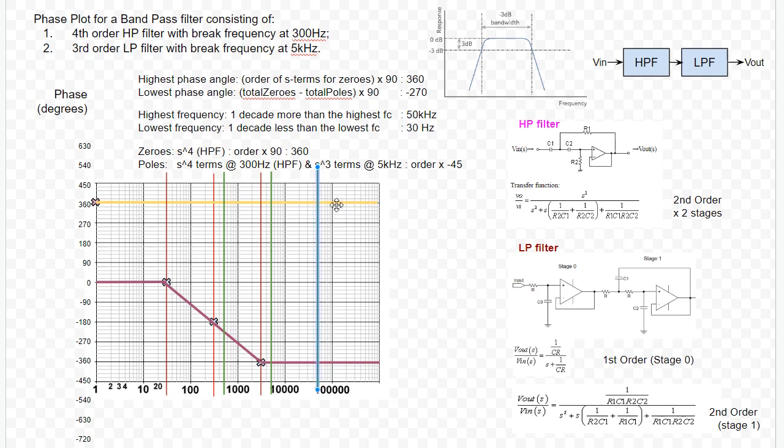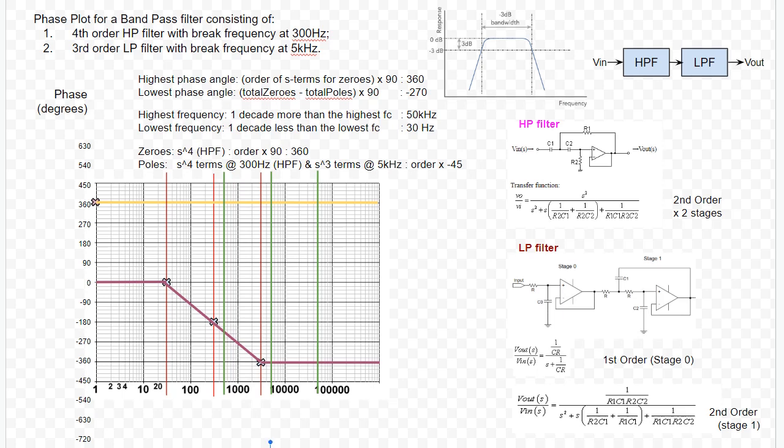All right. So now we have the 5 kilohertz frequency marked. Now this is a third order form. Therefore, the angle would be 3 times -45, which is -135. So let's put a mark there.